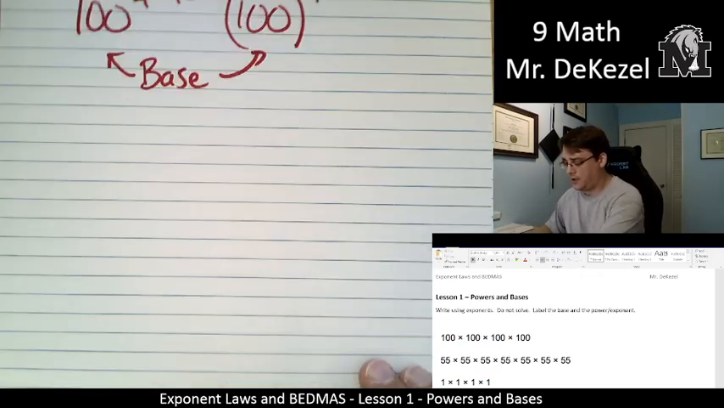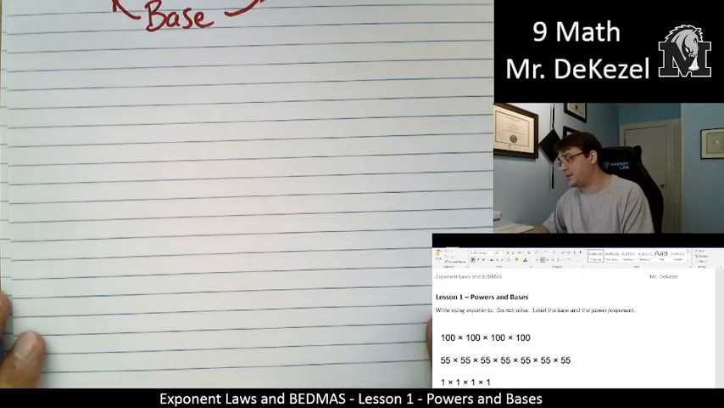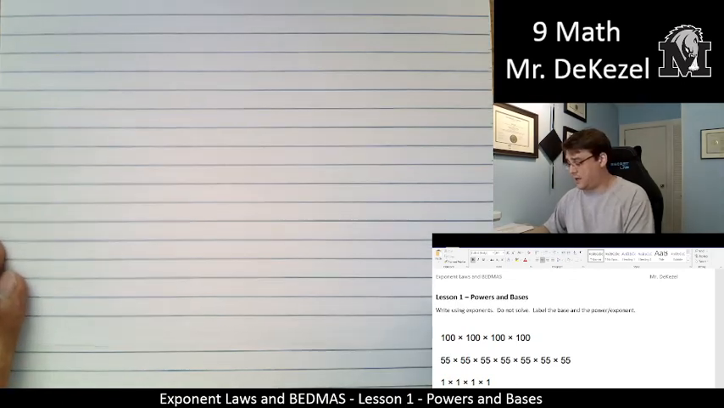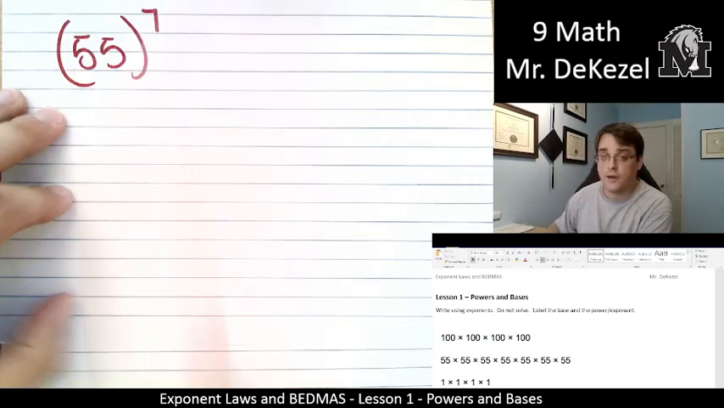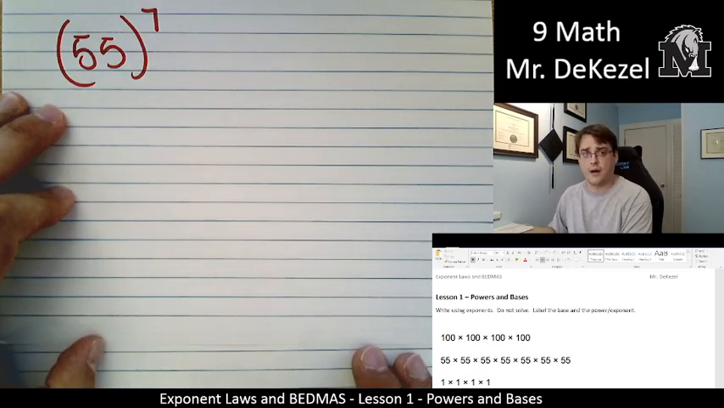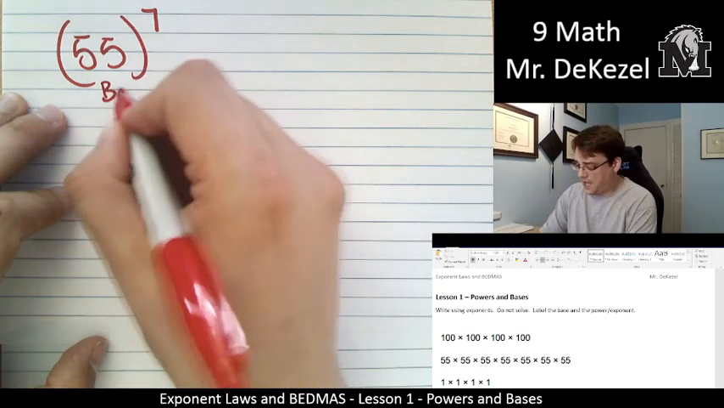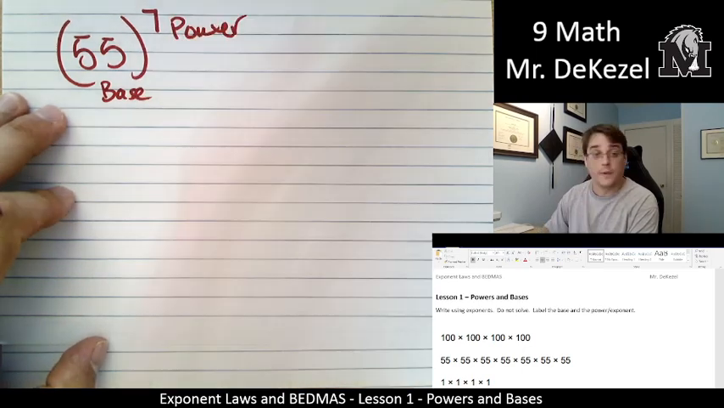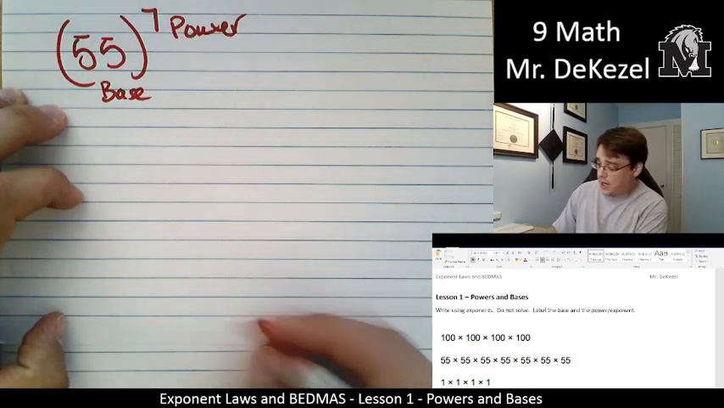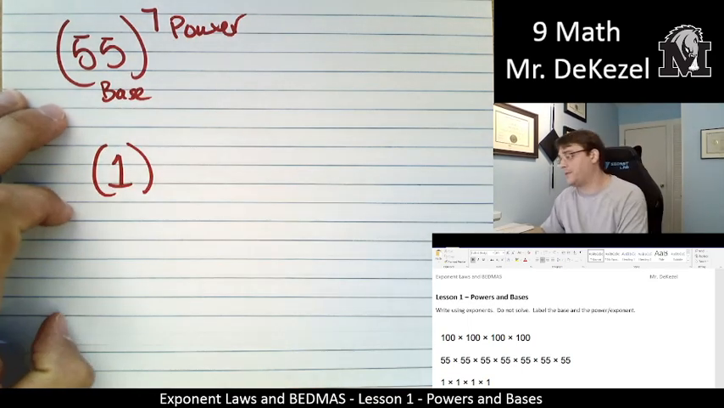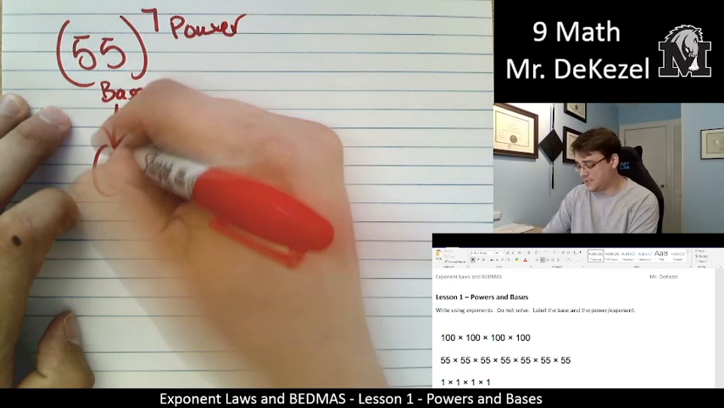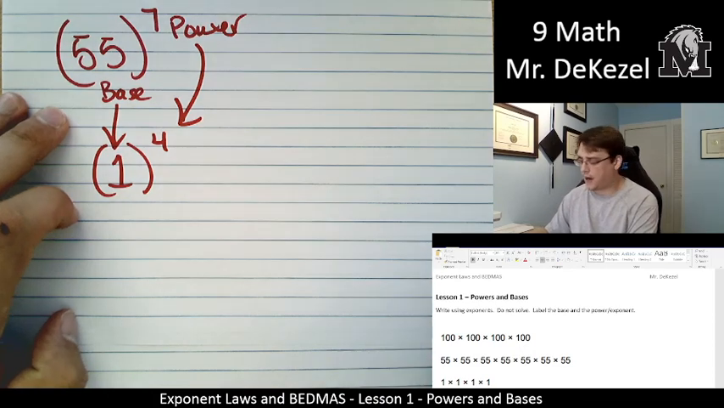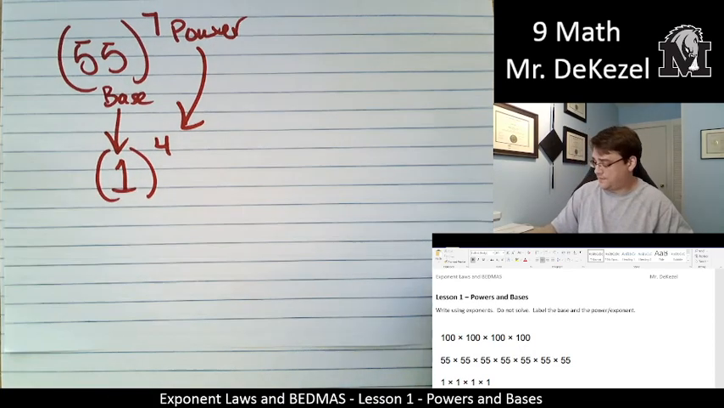Let's do another one here. We have 55 multiplied by itself 1, 2, 3, 4, 5, 6, 7 times. Stop me if I got that wrong. But if it's multiplied by itself 7 times, that is 55 to the power of 7. Again, this being the base and this being the power. The next one is 1. All right, number 1 multiplied by itself 1, 2, 3, 4 times. That's 1 to the power of 4. And again, this is the base and this is the power. Get used to these terms.